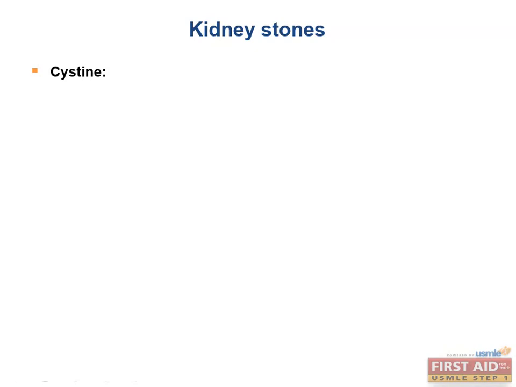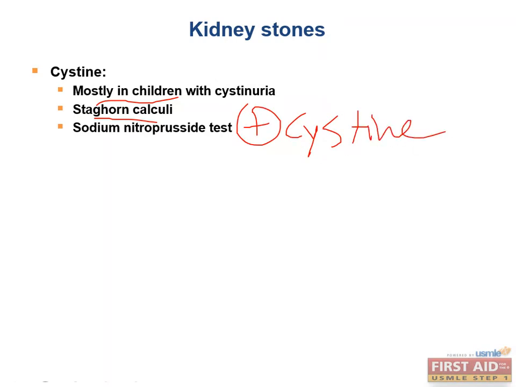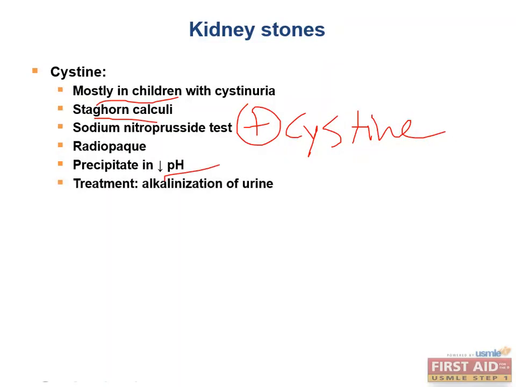Finally, there's cystine stones, which are very rare, but can occur in the context of genetic cystinuria, so they're mostly seen in children with cystinuria. They can also form staghorn calculi, those big stones that we saw earlier. And the test for cystinuria is the sodium nitroprusside test, which will be positive if there's cystine in the urine. These stones are radio-opaque, so you can see them on X-ray, and they precipitate in decreased pH, so we're going to treat by alkalinizing the urine.